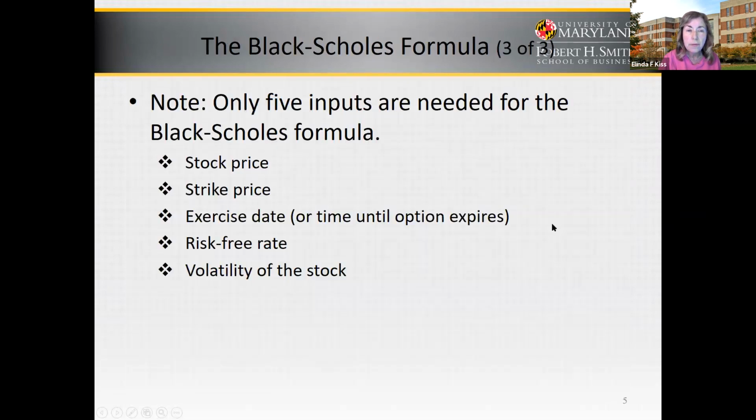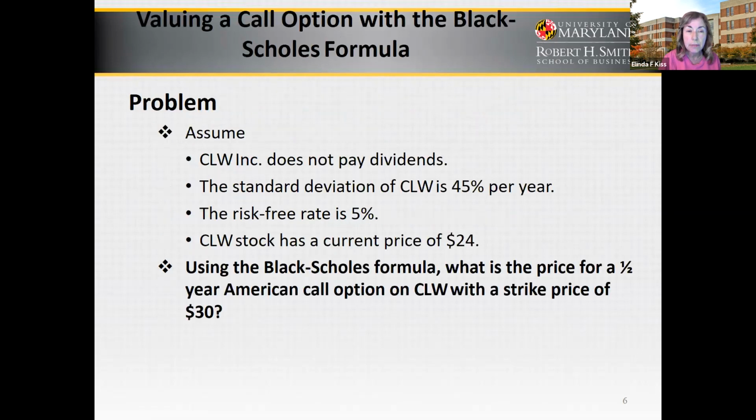Now, there are only 5 inputs needed for Black-Scholes: the stock price, the strike, the exercise date, the risk-free rate, and the volatility of the stock. Everything except for the volatility is easily observed. Now, let's look at a practice problem.